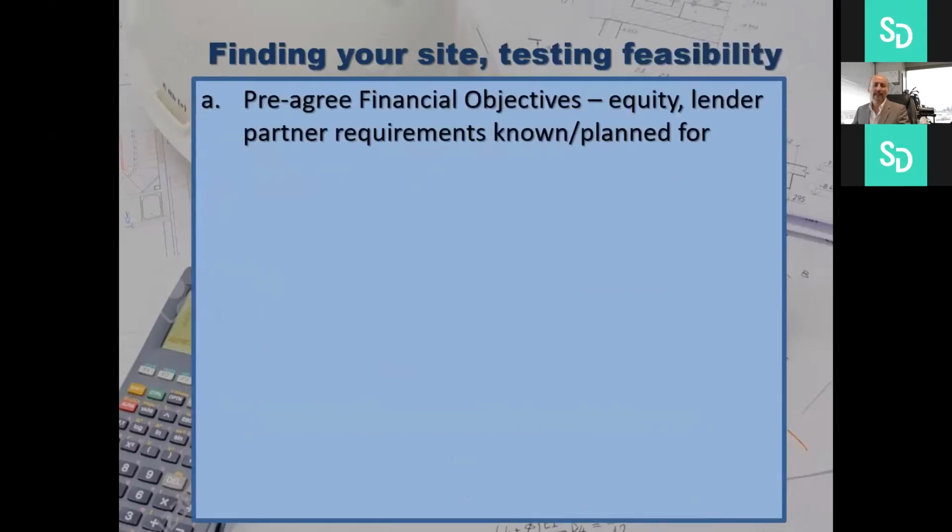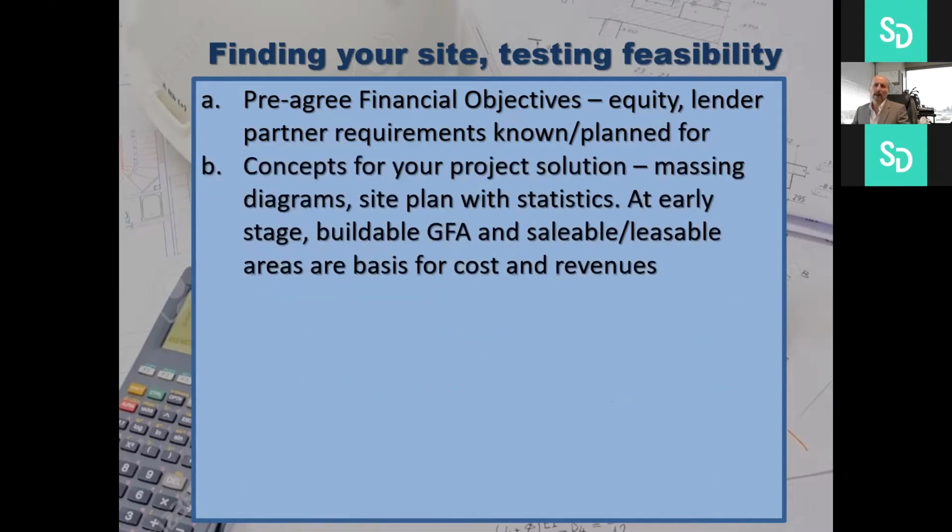A couple of technical due diligence items to go through in the next couple of slides. Finding your site and testing your feasibility, one of the first things to do is have a pre-agreed financial objective. You're going to have partners giving you equity and loans, your lending partners. Everybody's going to have different requirements. It's not that your equity partners and lender partners will be fully aligned. You have to know what their requirements are and plan for it.